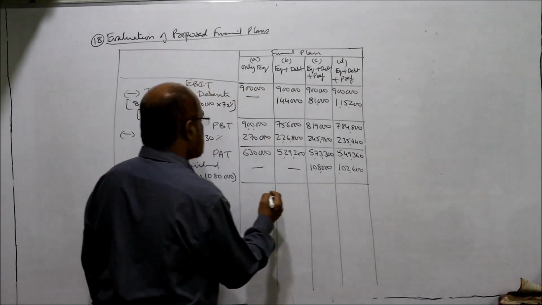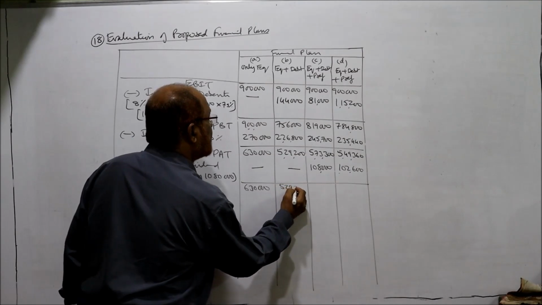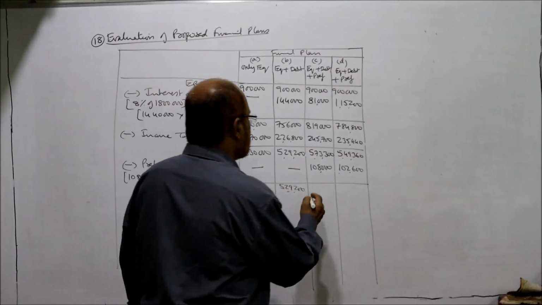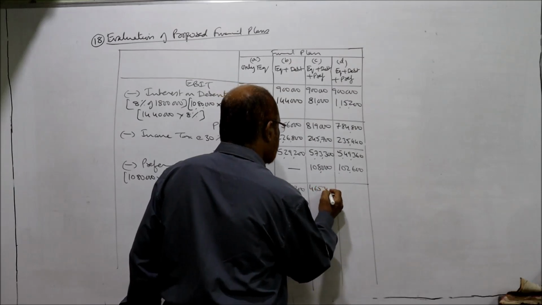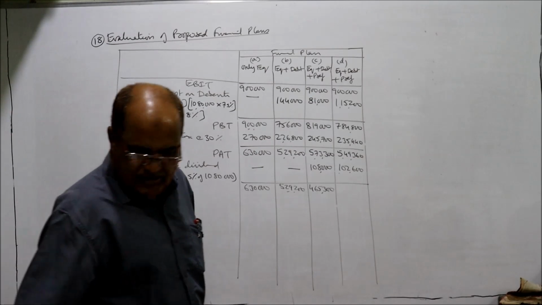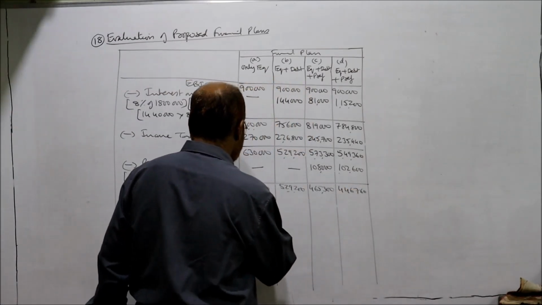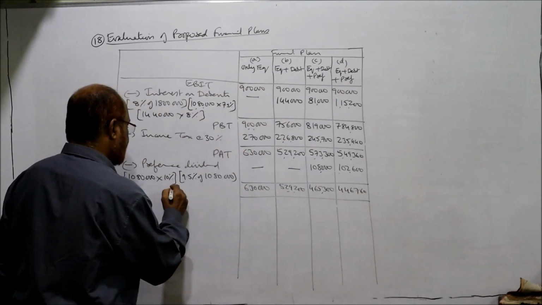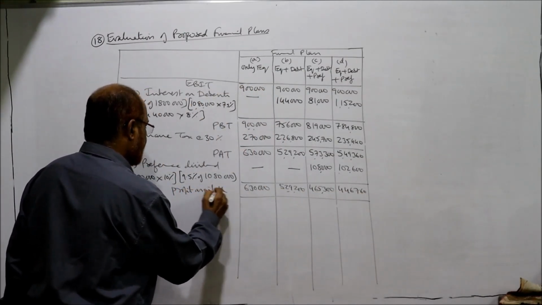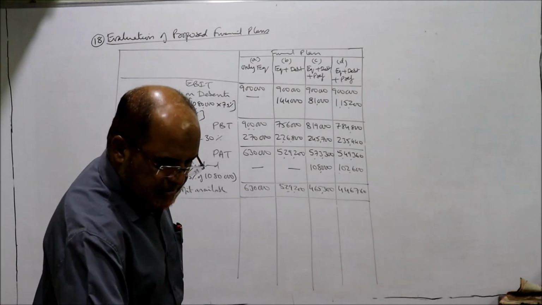Now we subtract. 6,30,000, 5,29,200. Next one is 4,65,300. And the last one is 4,46,760. This is the profit available.